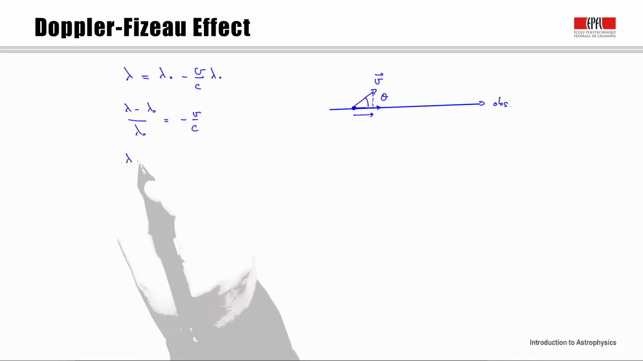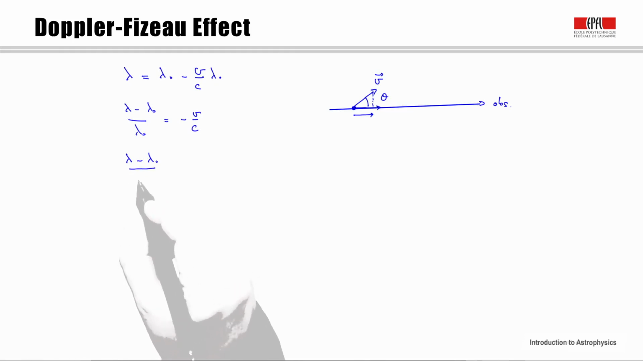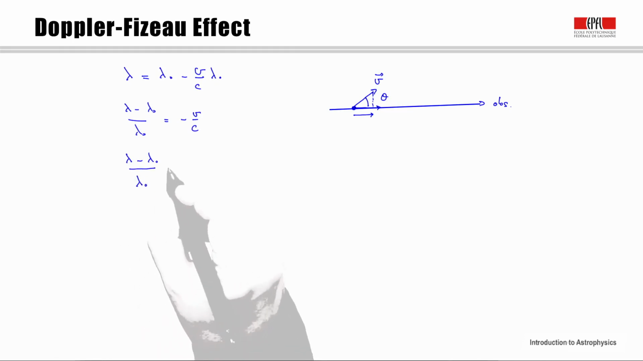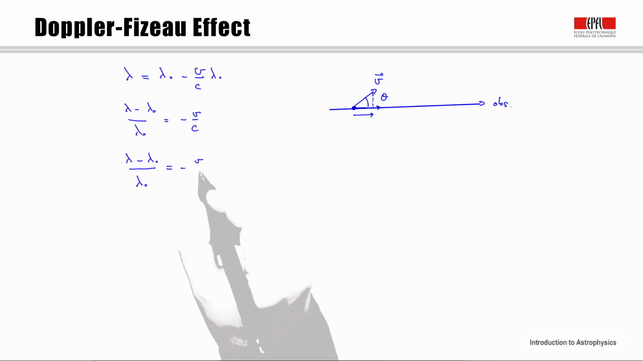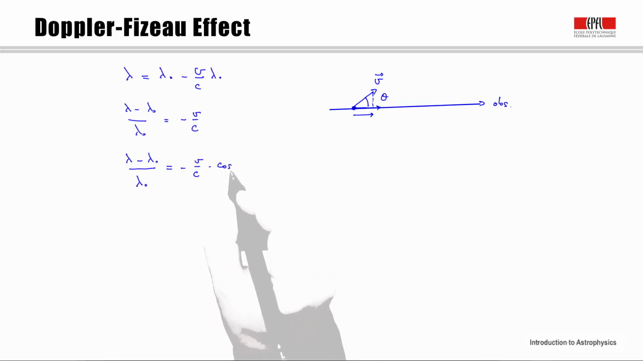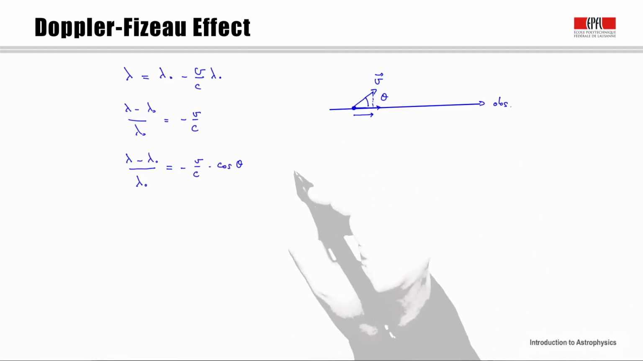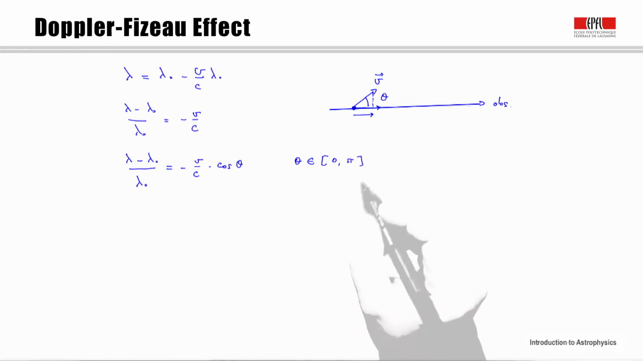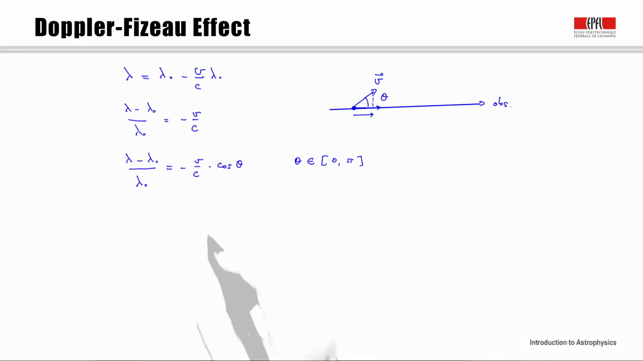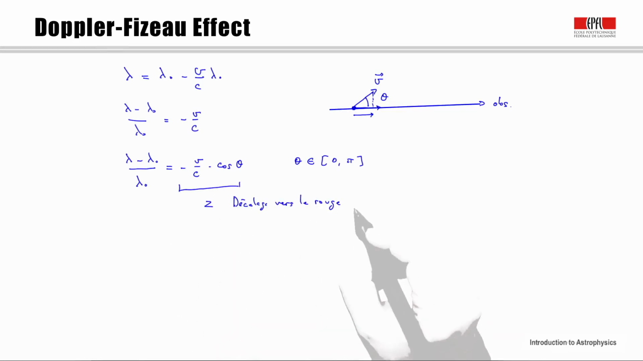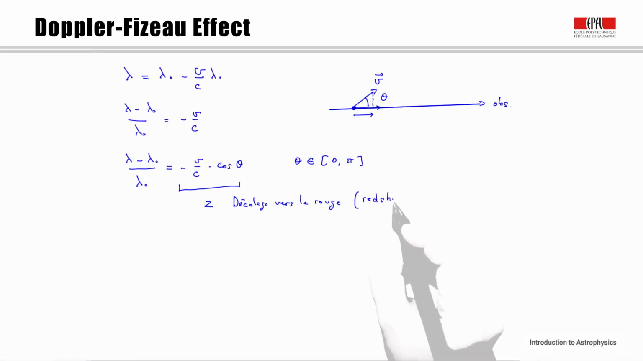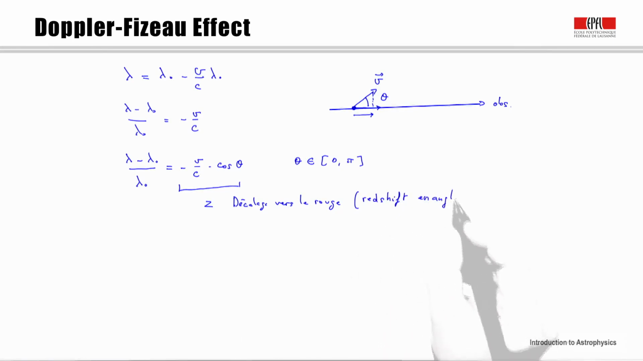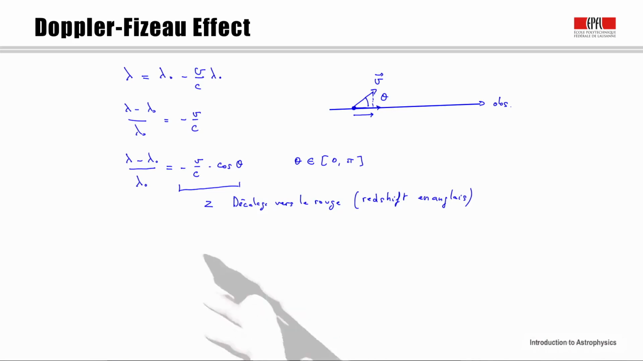So in fact, the full expression for the Doppler effect is delta lambda, or lambda minus lambda 0, divided by lambda 0, equals minus v over c times the cosine of the angle between the velocity vector and the line of sight connecting the source to the observer. Clearly, theta takes values in the range from 0 to pi. The redshift is often written as z, and relates, for example, to the cosmological redshift.